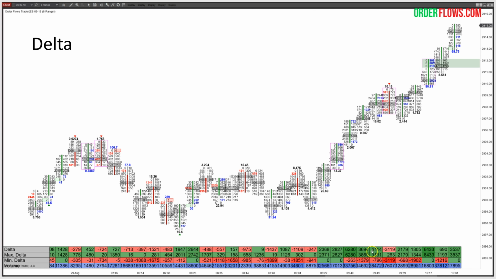And as you can see, overall the delta numbers are stronger: 2,300, 6,000, 3,000. You do get some strong ones in here, 2,600, 1,900, but overall they're a shade lighter than you're seeing after the cash market opens up.